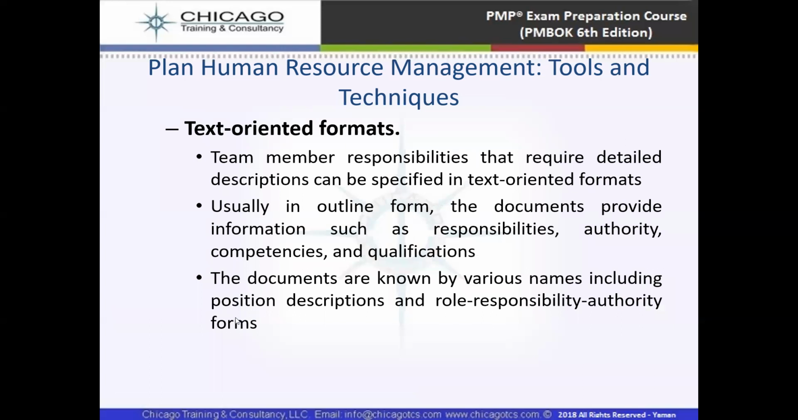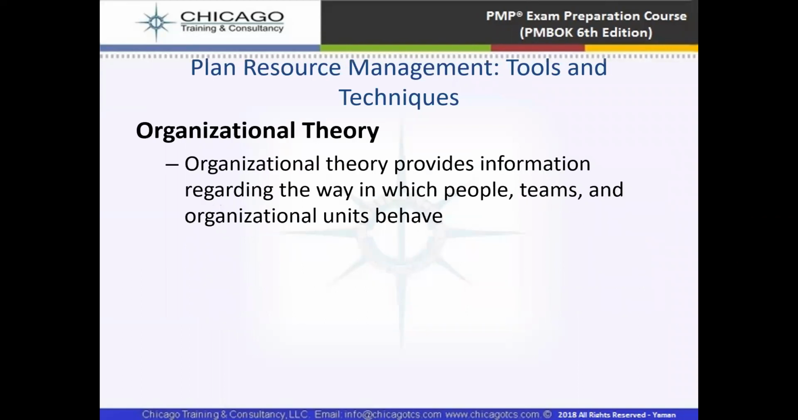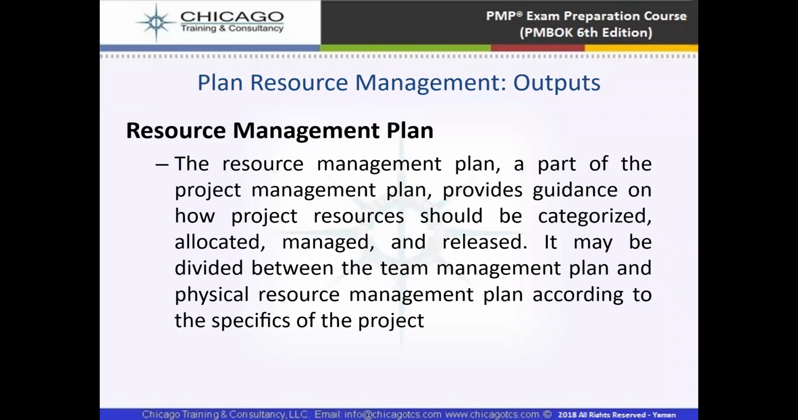And then we have text-oriented formats. Team member responsibilities that require detailed descriptions can be specified in text-oriented formats, usually in outline form. The documents provide information such as responsibilities, authorities, competencies, and qualifications. The documents are known by various names, including position descriptions, responsibility, and authority formats. And then we have organization theory, which provides information regarding the way in which people, teams, and organization units behave. And the output here, we will reach to the resource management plan.